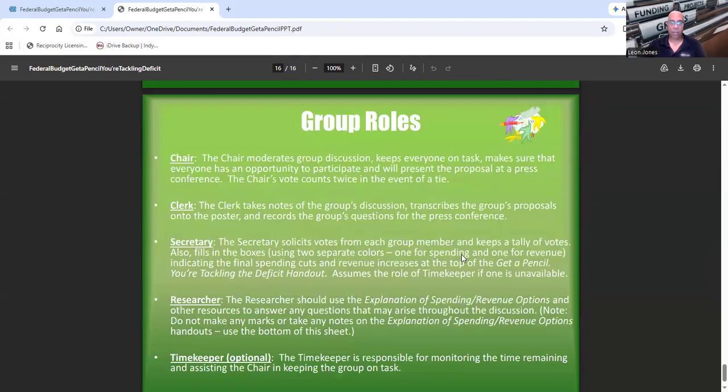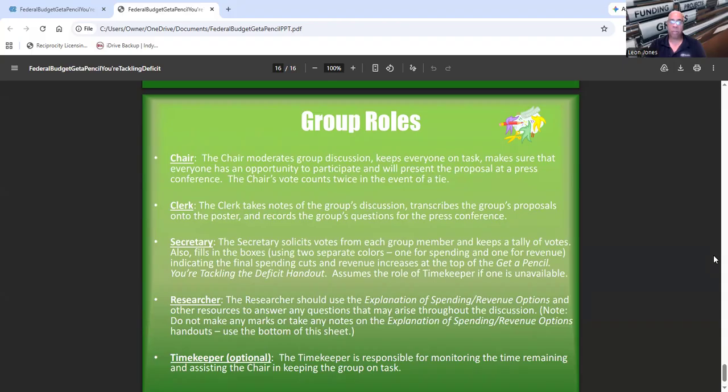And then finally, group roles. You have the chair. The chair moderates group discussion, keeps everyone on task, makes sure that everyone has an opportunity to participate and will present the proposal at a press conference. The chair's voice counts twice in the event of a tie. Then you have the clerk. The clerk takes notes of the group's discussion, transcribes the group's proposals onto the poster, and records the group's questions for the press conference. Then you have the secretary.